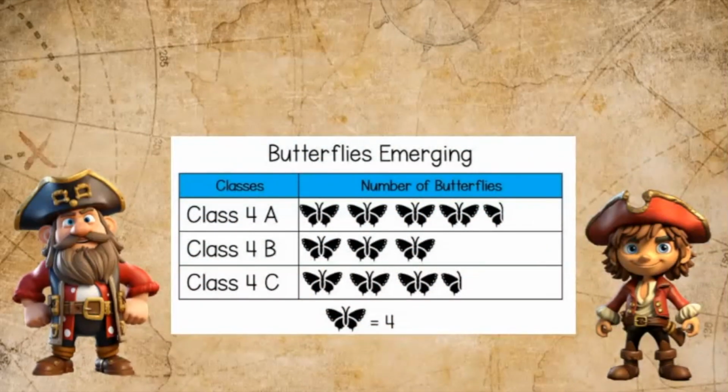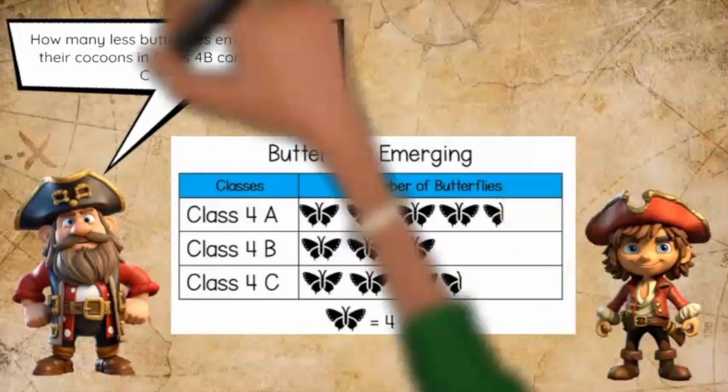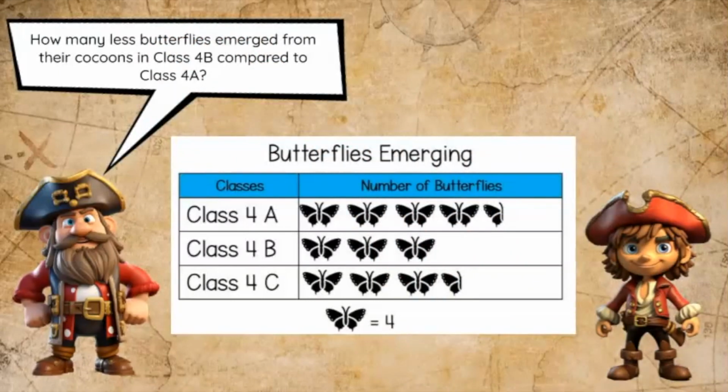We've come across a new species of butterflies and gave their cocoons to 3 4th grade classes. Each butterfly in the pictograph represents 4 butterflies. Captain Red, how many less butterflies emerged from their cocoons in Class 4B compared to Class 4A?